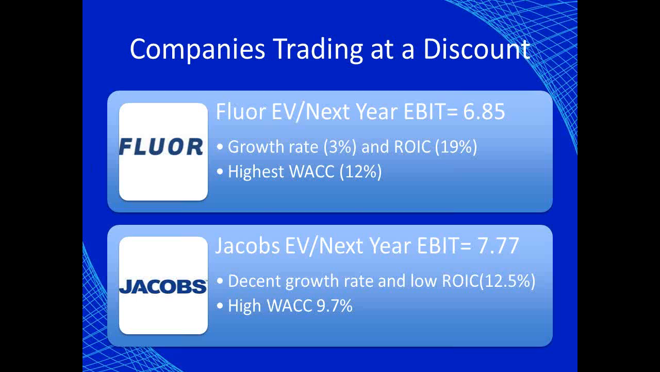Jacobs, with a multiple of 7.77, also showed a pretty decent growth rate and a low ROIC of 12.5%, as well as a pretty high WACC of 9.7%.